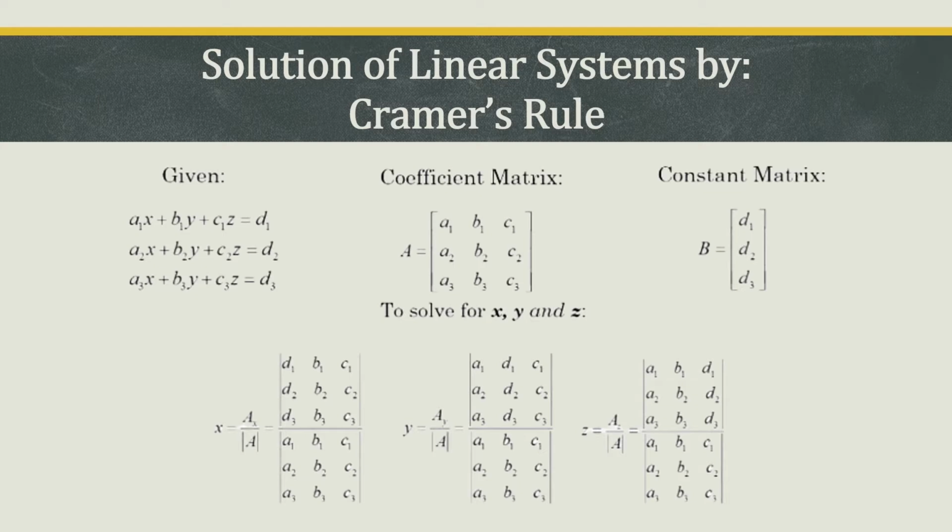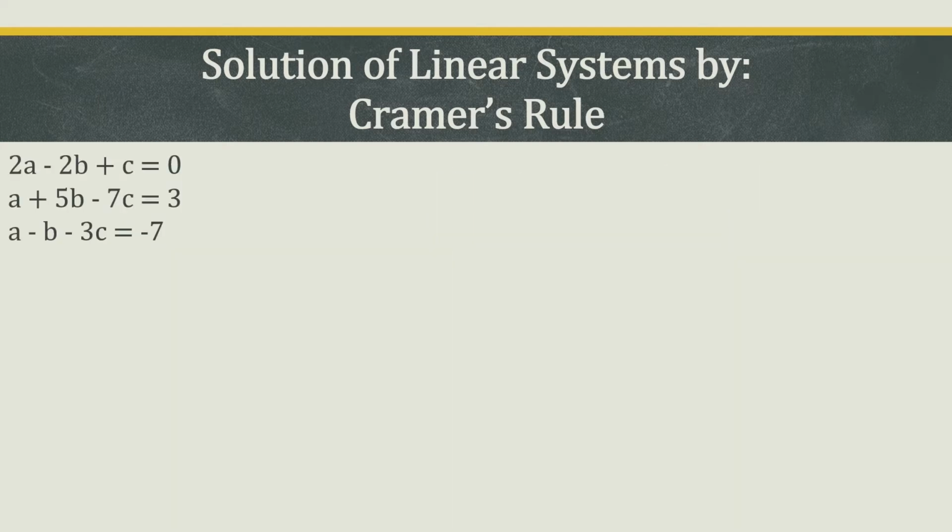This is what Cramer's rule looks like if we have three variables. Now on to our problem. Before solving, we first need to construct our constant and coefficient matrices. So A is equal to 2, 1, 1, negative 2, 5, negative 1, positive 1, negative 7, and then negative 3. Then our constant matrix is 0, 3, negative 7.